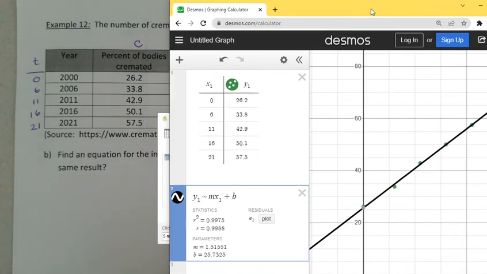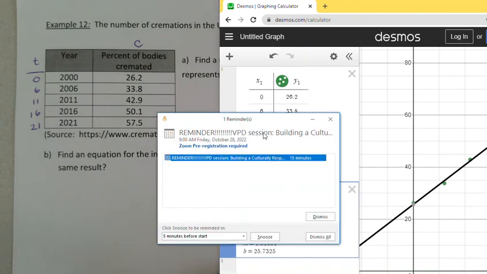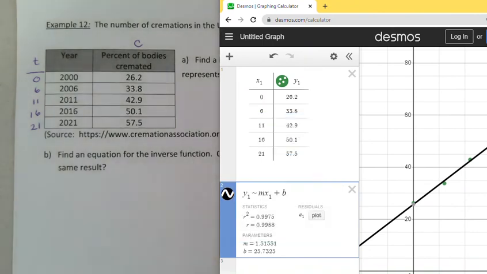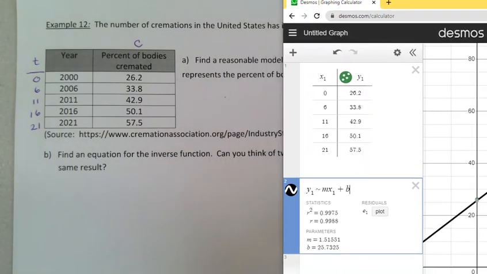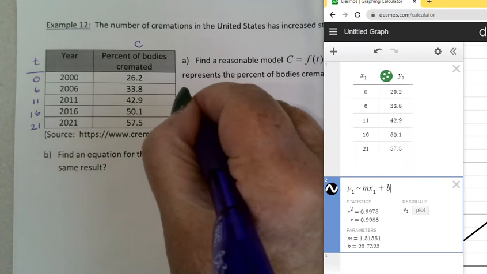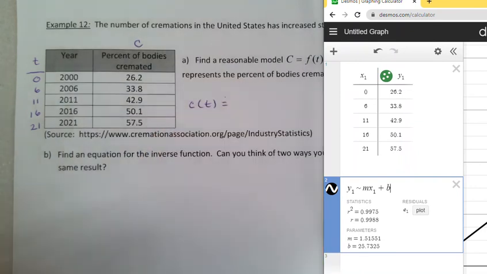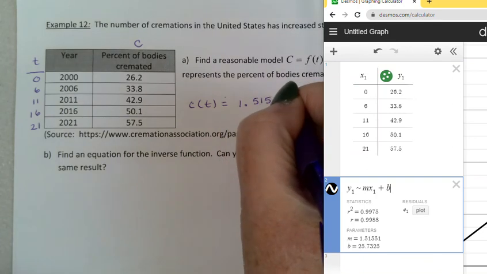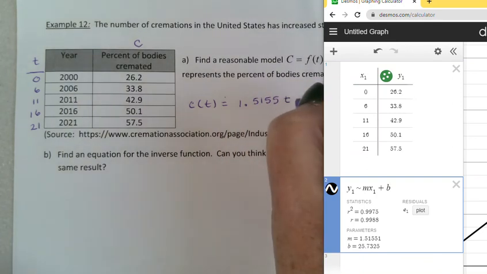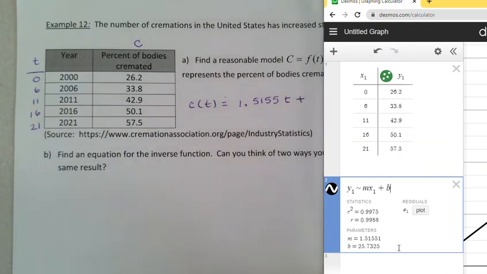All right. So, I'm going to say for my function itself, C of T could be written as, see my slope, about 1.5155 times T plus the y-intercept down here.